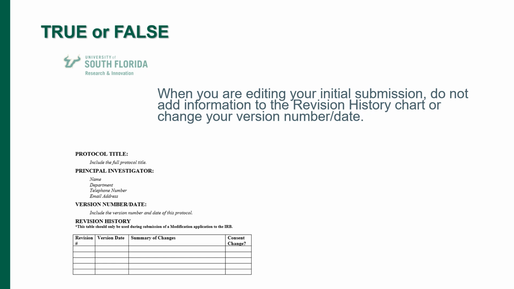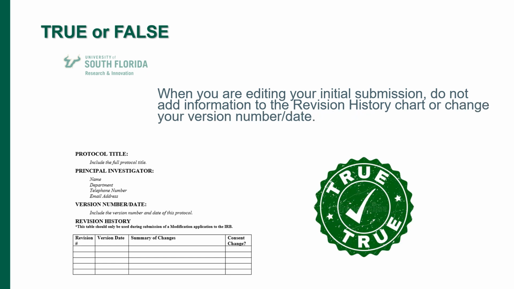All right, true or false? When you are editing your initial submission, do not add information to the revision history chart or change your revision's version number date. True or false? All right, this is true. The revision history information and version number date is to be updated when revisions are made to your approved finalized protocol. During an initial submission, your protocol is still being revised, thus you should not add information in the chart or change the version number date.